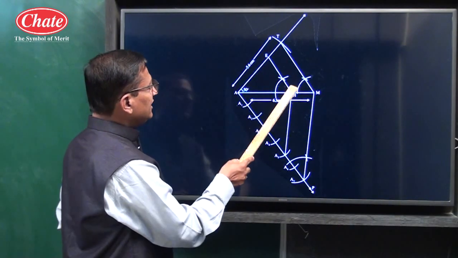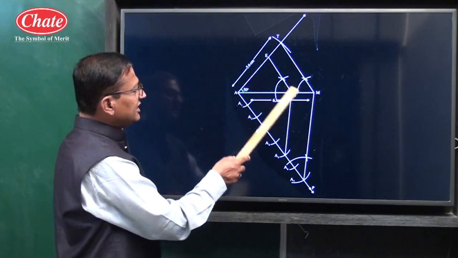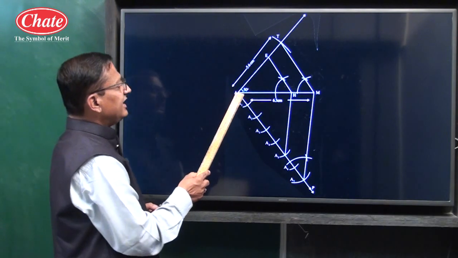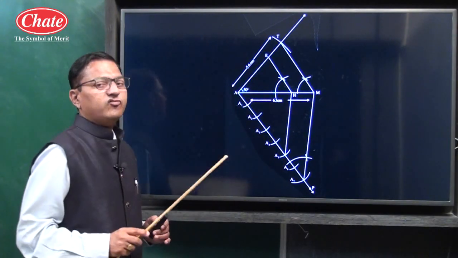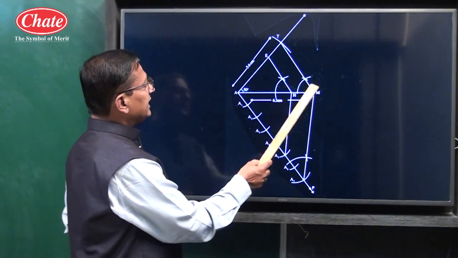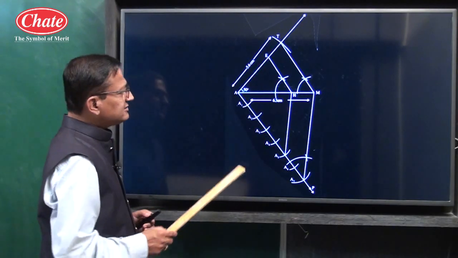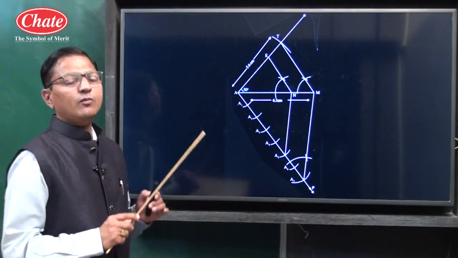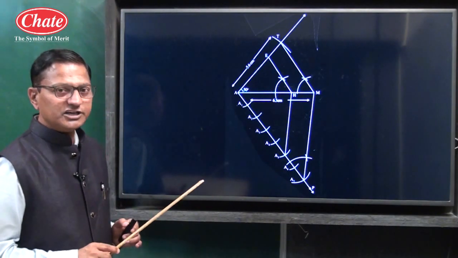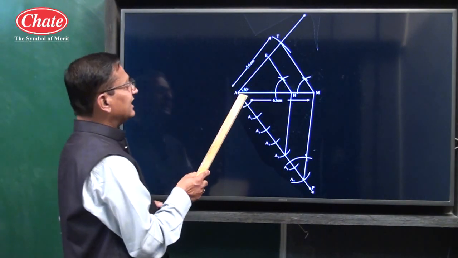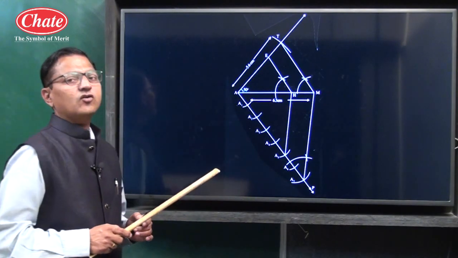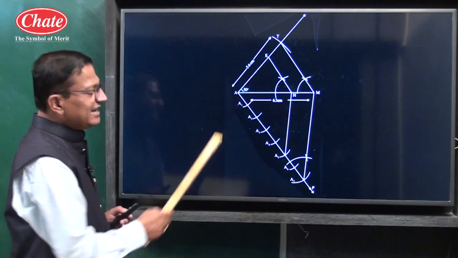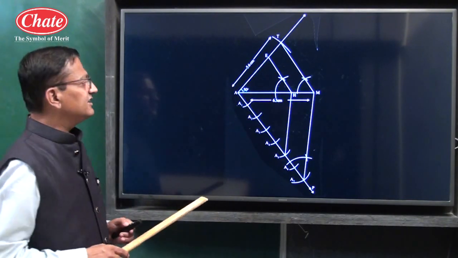Join EH, we get triangle AHE. First triangle is AMT and another triangle is AHE. Both the triangles are similar to each other, and in both the triangles, point A is the common point. Vertex A is common in both the triangles.